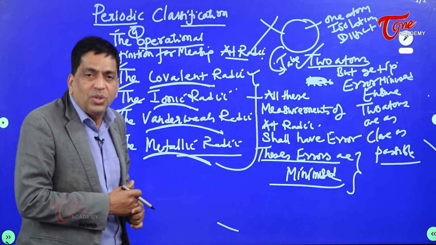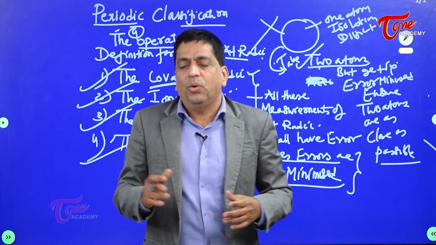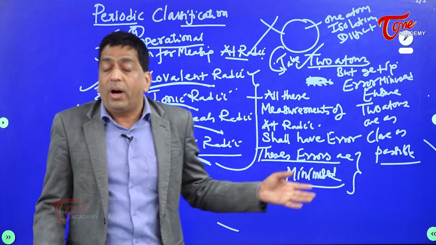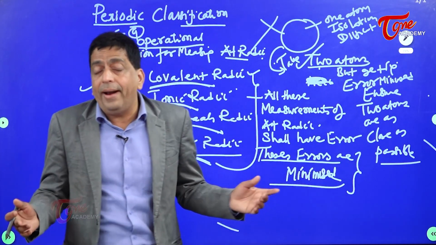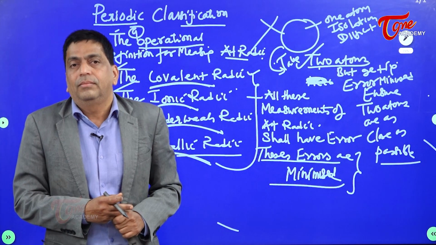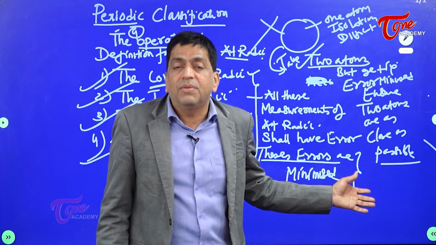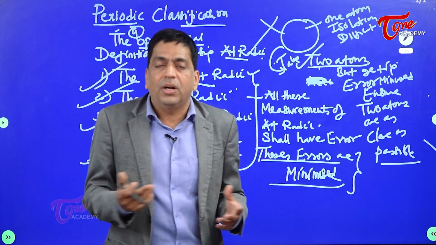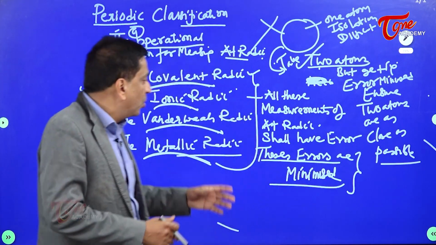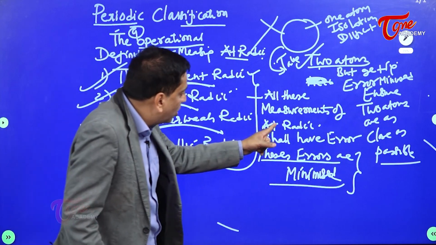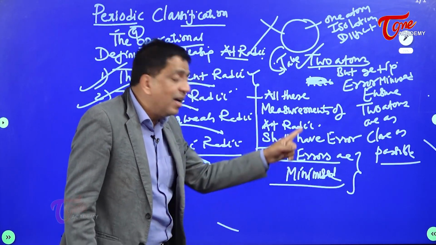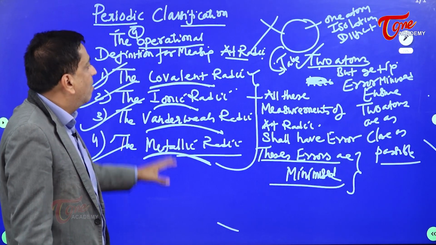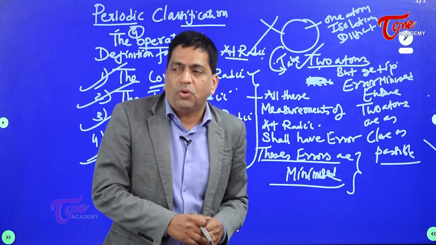So students, once they open the textbooks, they might feel that you have four atomic radii. Why four atomic radii? Why not one? Because those are all the difficulties which I'm projecting to you. You can't escape. Hence, we are proposing all this, and all these measurements of atomic radii will have errors. Now, the details of all the four will be given to you in the next class.